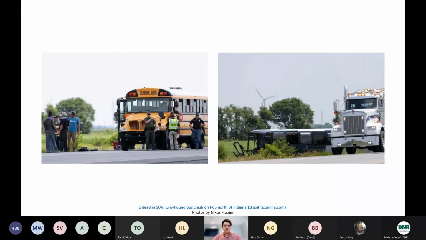Another example, there was a crash on 65 where a Mazda Miata traveling southbound bumped into a Chevy Tahoe also traveling southbound, causing the Chevy Tahoe to cross the interstate, go all the way across the median, and crash head-on into a Greyhound bus.